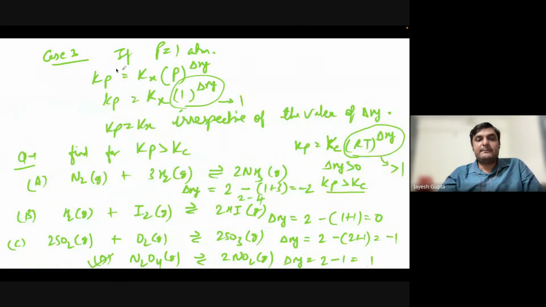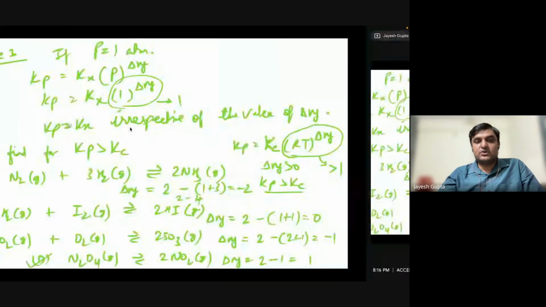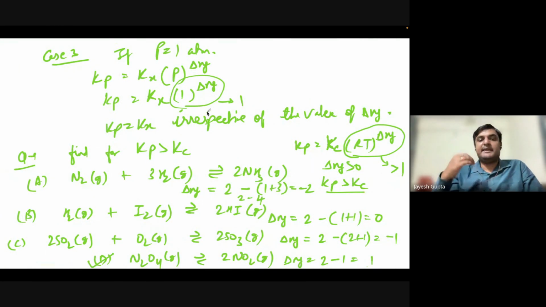Now, when I was discussing Kp and Kx, in one more case Kp can be equal to Kx. One was delta Ng is 0. Another one is when you take pressure 1 atm. When you take pressure 1 atm, 1 to the power anything will be 1 only. So Kp will be equal to Kx, irrespective of the value of delta Ng. Similar to the previous one, where I took temperature as 1 by R, here I have taken pressure 1. So this can be case 3. I'm giving you 1 minute, you can write this, then we can discuss the next part.